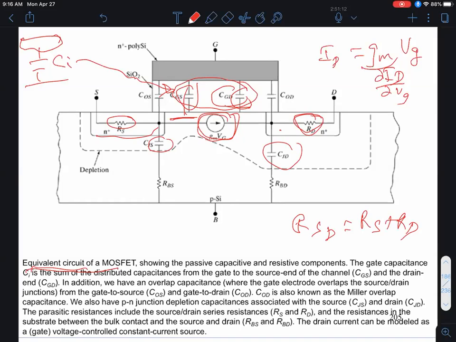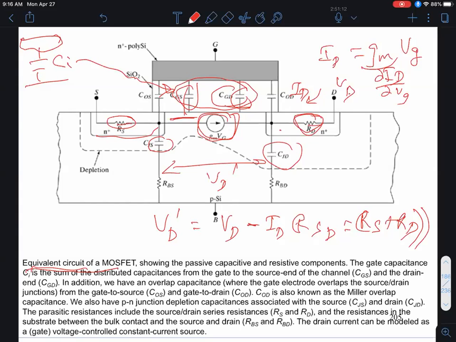The issue is, if I apply a drain voltage VD, and there's a current ID flowing in the structure, there'll be a voltage drop ID times RSD across this RS plus RD, okay? And therefore, the voltage that's applied to the intrinsic part of the transistor, VD prime, would be the externally applied drain voltage, VD, minus ID times RSD. RSD is equal to this quantity over here. So it'll be VD, that's externally applied, minus ID times RSD, where RSD is equal to RS plus RD, okay?